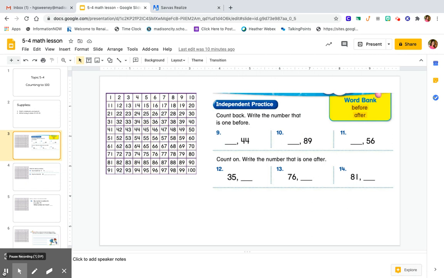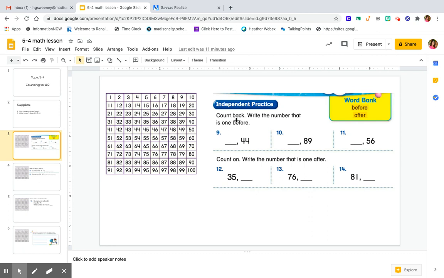Now we're ready to get started and do a little work with counting to 100. So I have here my hundreds chart. You can see it starts at 1 and it goes all the way to 100. Now what we're going to do is complete some of the independent practice here to answer the questions, and I want you to make sure that you're doing this with me. So let's do number 9 together.